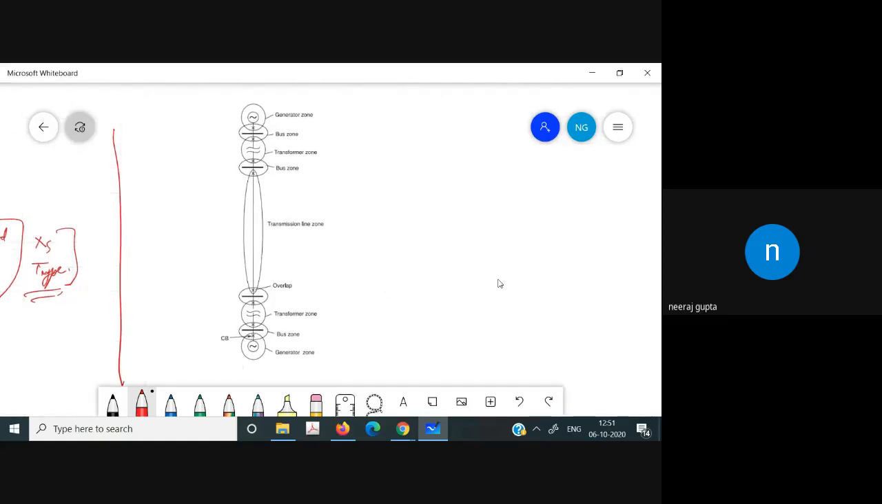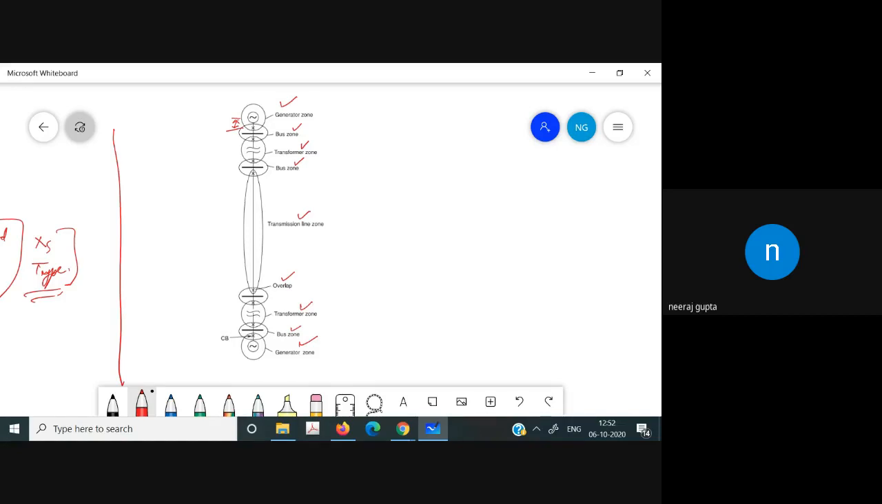As we have discussed, these are the different zones of protection of the power system. We have the generator zone, then the bus zone, the transformer zone, then again the bus bar zone, and the transmission line zone. Some overlapping is there, as we have discussed; overlapping is always there in the two zones because they contract or expand. Then we have the transformer zone, then the bus zone, and then again the generator zone. So these are the zones of protection, and the relay will operate within that zone of protection.